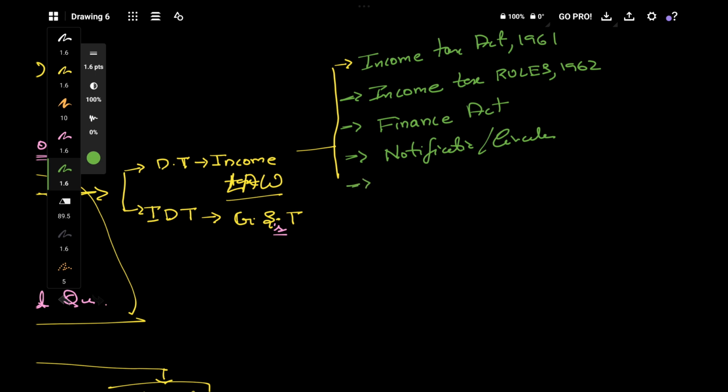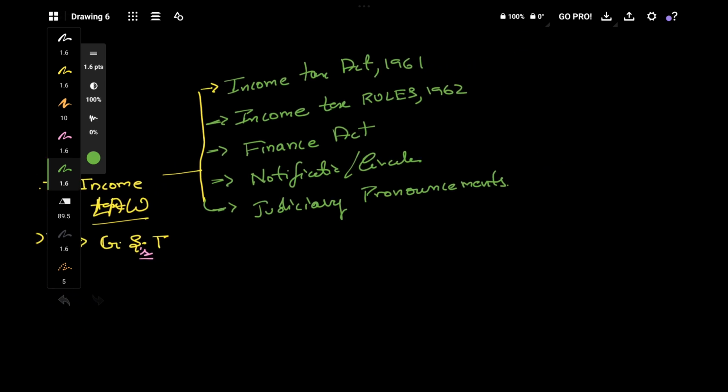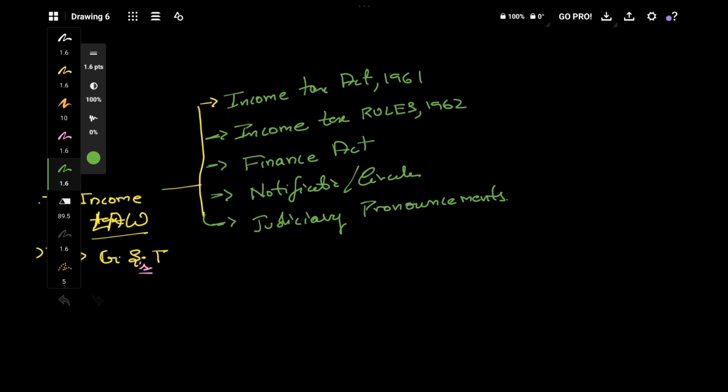Apart from this we have judiciary pronouncements. Nothing, it's court's decisions. Case laws, we'll have case laws, right? Yeah, different case laws, judgments and all. So yeah, all those things will come in this judiciary thing.